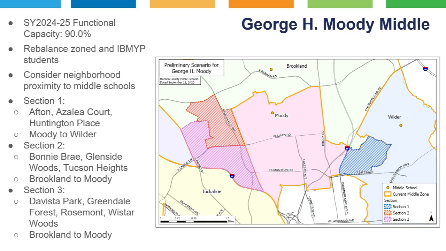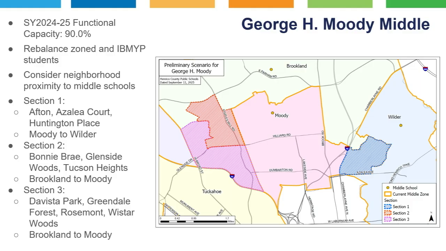Section 1, seen in the blue stripe area to the right of the map, includes moving students in the Afton, Azalea Court, and Huntington Place neighborhoods who are currently zoned for Moody into Wilder Middle. Students in Section 2, seen in the orange stripe area found off of Staples Mill, would move from their zone school of Brooklyn into Moody Middle. This section includes neighborhoods such as Bonnie Bray, Glenside Woods, and Tuscan Heights.